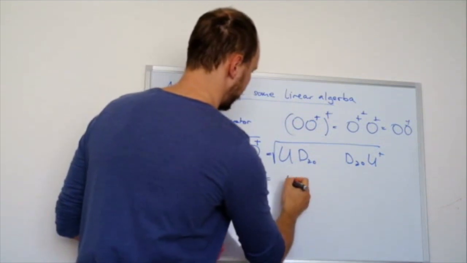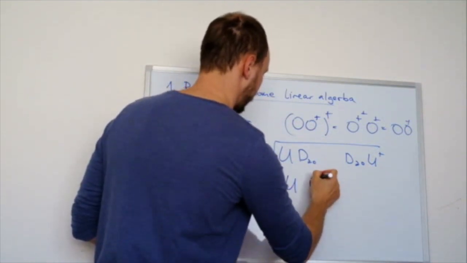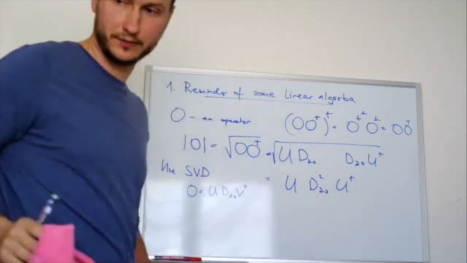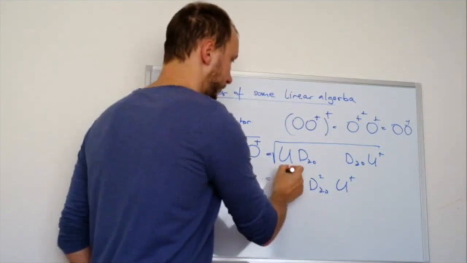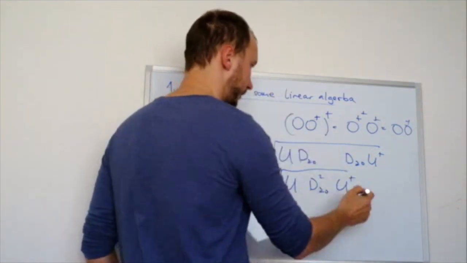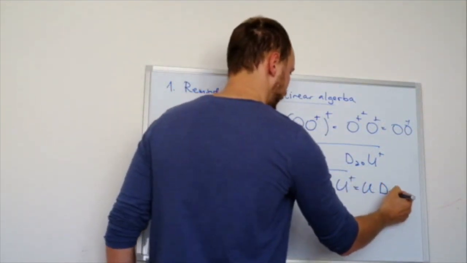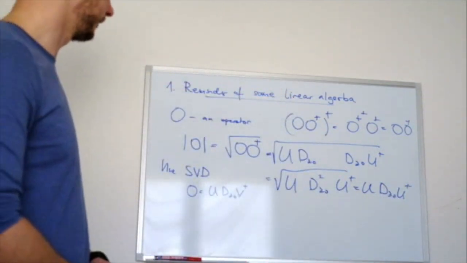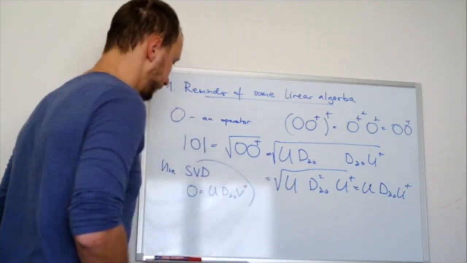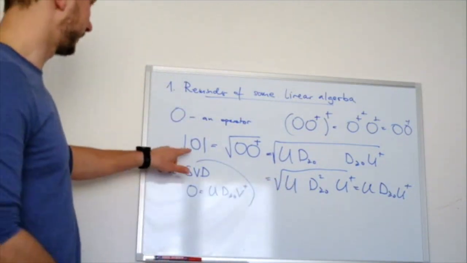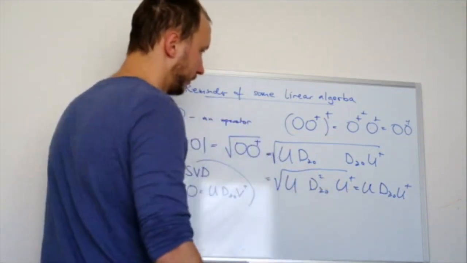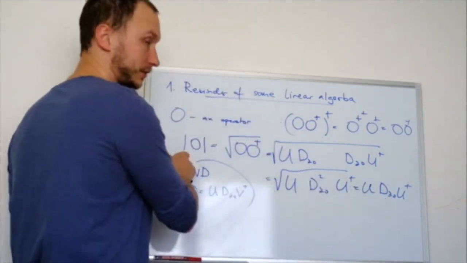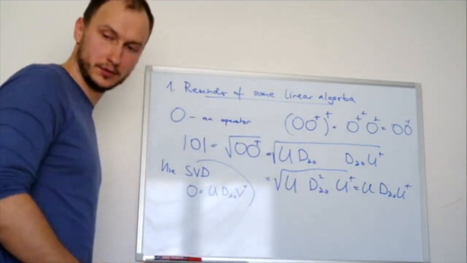So what we get here is U D D dagger U dagger. This is a positive operator under the square root, so we can take the square root, and the square root will be just U D U dagger if you use a singular value decomposition. It's nice because, for example, sometimes you're interested in the sum of the singular values, which is the trace of the absolute value operator.